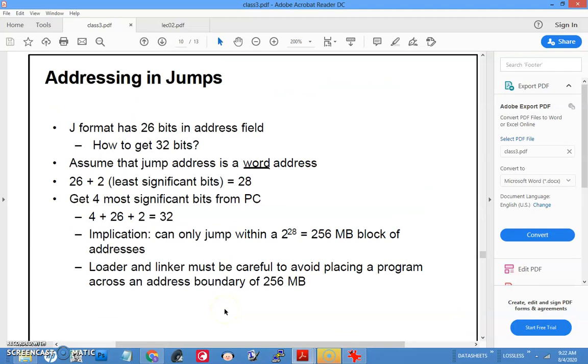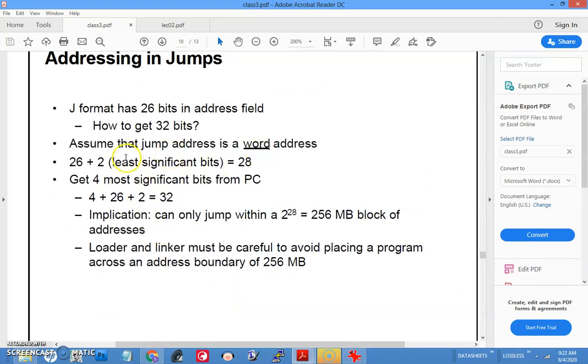So look here. You get 26 plus 2, you get 28 bits. So 26 plus 4 plus 2, you get 32. So you can jump within a 2 power 28 address space. That means a 256 MB block of addresses. You have to understand it like this. Suppose you have a jump instruction. The jump instruction's target must fall within the 256 MB block. If your jump target is beyond that, you cannot reach there.